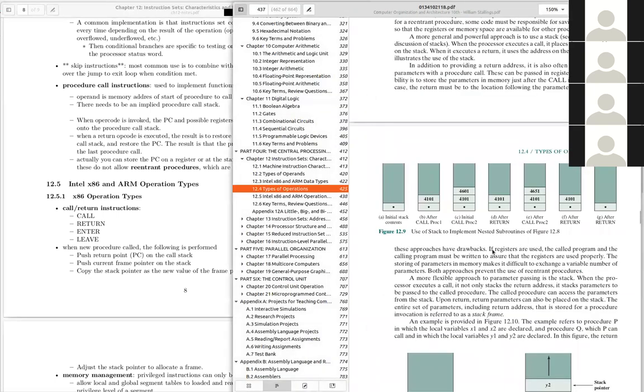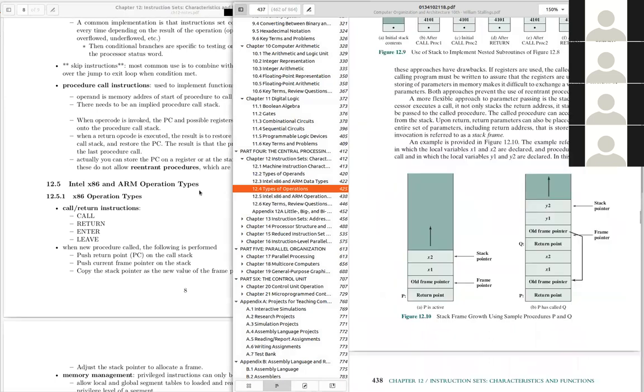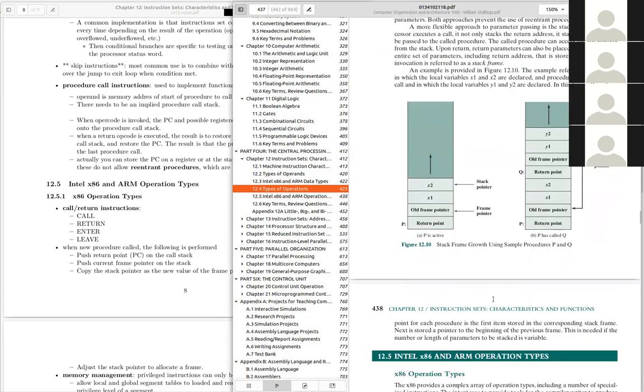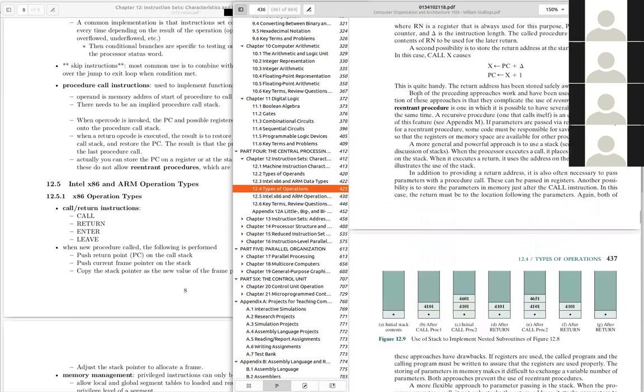That's a very important concept. I find a lot of students are kind of fuzzy on that. So pay attention when you read about reentrant procedures and the call, return, or the enter and leave statements here.